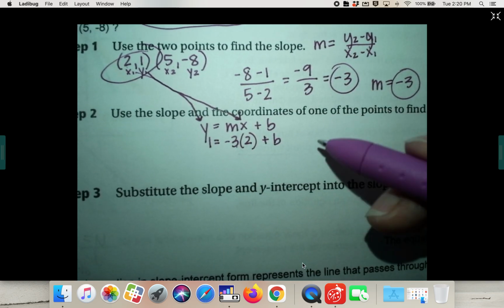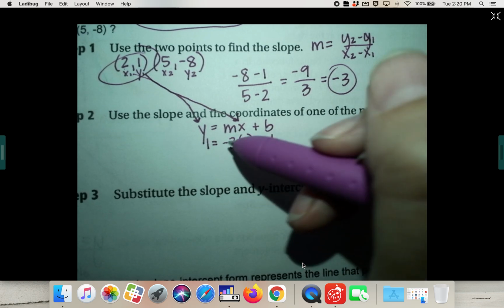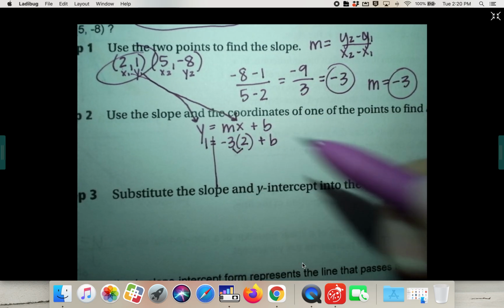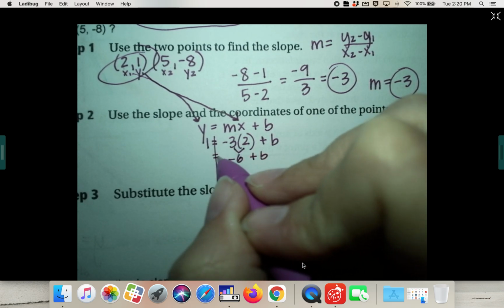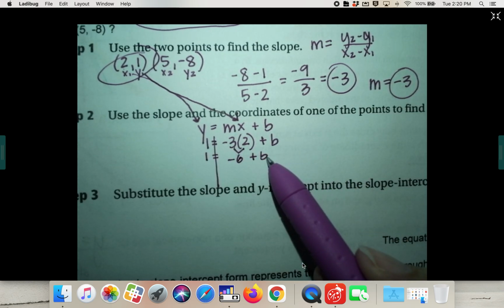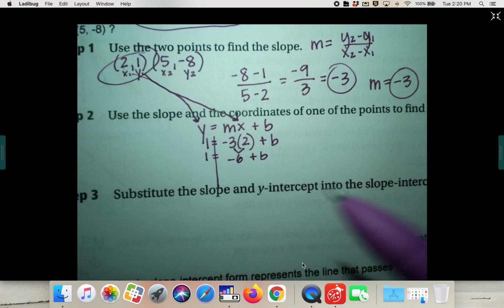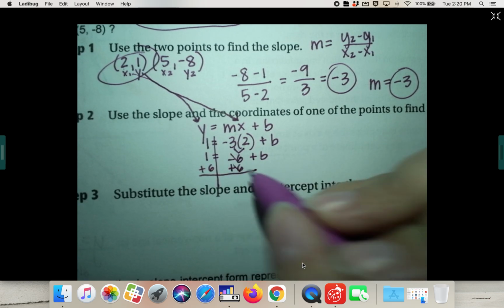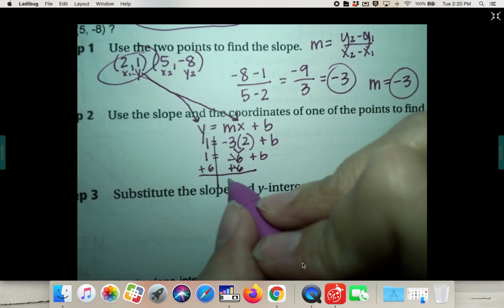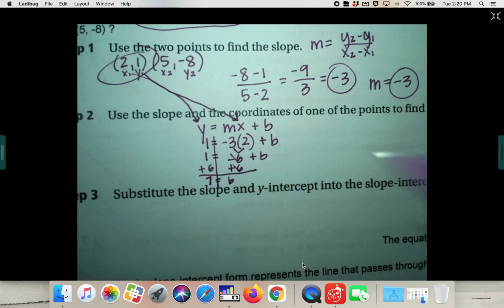And now I'm just going to solve it to be able to find what b would be. What is negative 3 times 2? It's negative 6. What would I do to solve for b? I have a minus 6 next to it, so I'm going to need to add 6. I had to write really tiny here, but b equals 7.